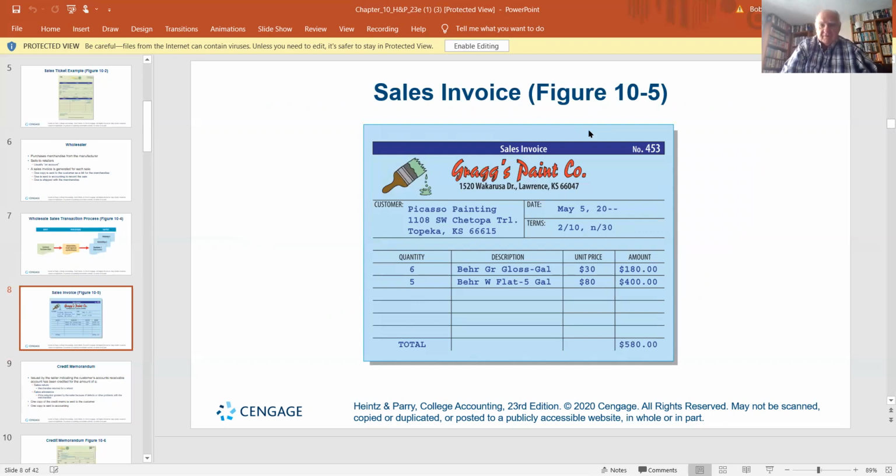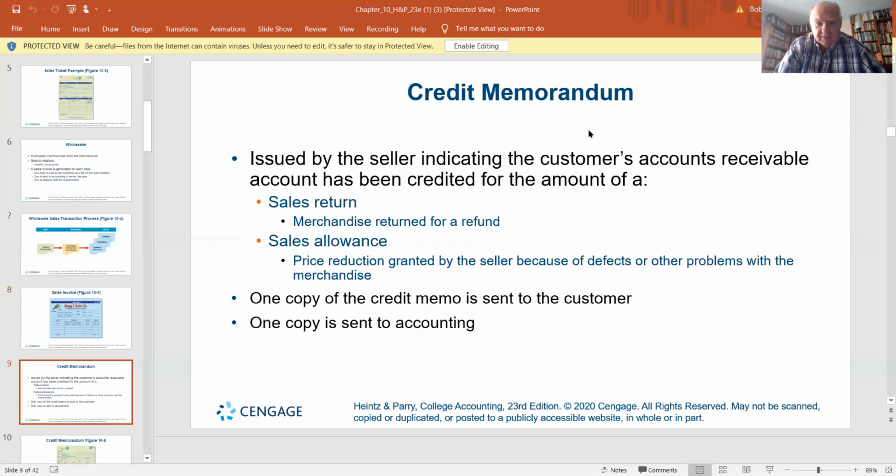Here's an example of an invoice, a bill. Somebody went to Greg's Paint Company and bought 6 gallons of glossy something and some white flat paint. Notice there's no sales tax on that. We're not worried about sales tax yet, I guess, in this chapter.